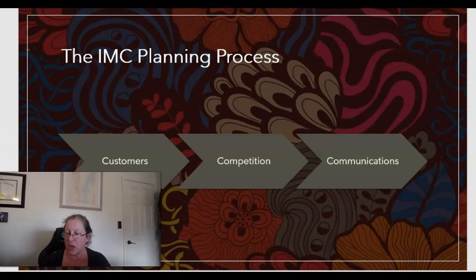Next, communication objectives are formulated. From the objectives come the budget and a selection of the appropriate IMC components. Again, it is a mutual decision because the budget impacts which IMC components can be used, and the selection of the IMC components affect the budget.